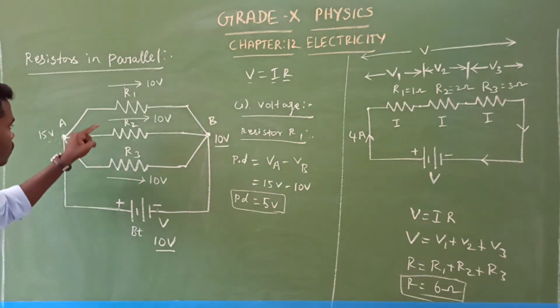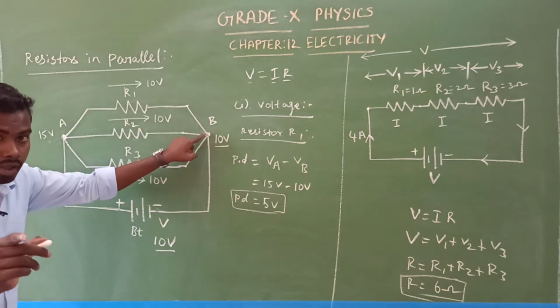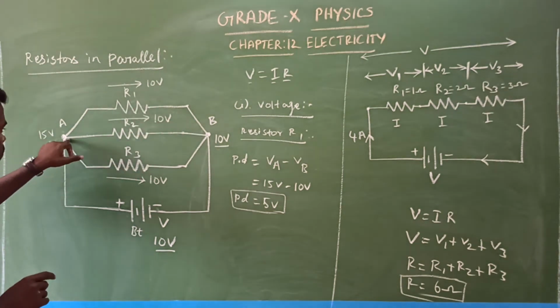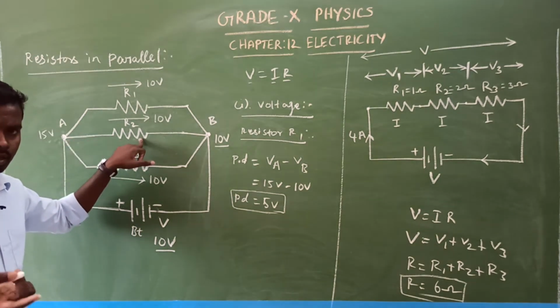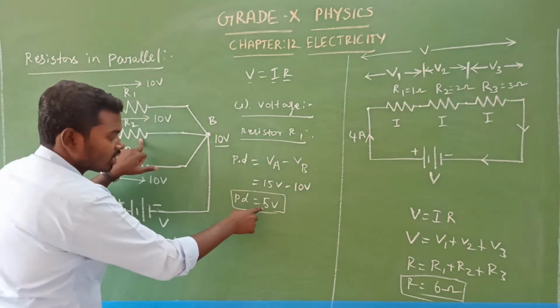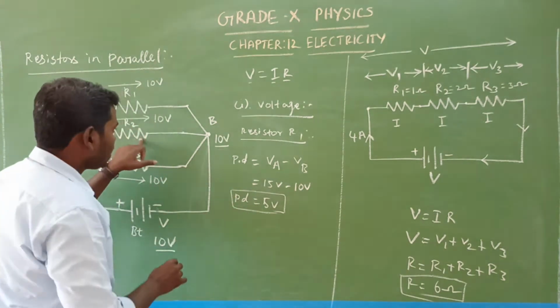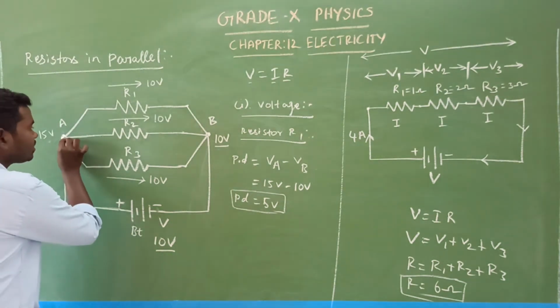So look at here. Across the resistor R1, the potential difference is 5 volt, isn't it? Now what is the potential difference value across the resistance R2? First one, R1, completed. Across the resistor R1, the potential difference is 5 volt. Now you find out what is the potential difference across the resistor R2.